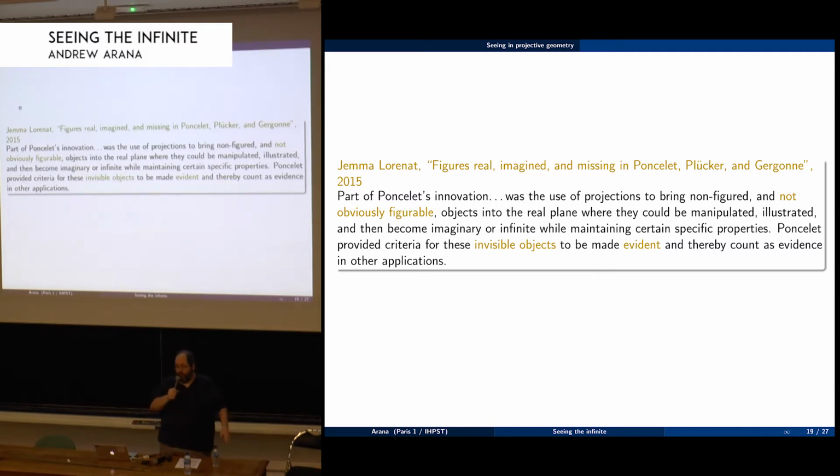So this is an absolutely fantastic article, and I'm stealing from it gratuitously here, because what she has found is a case of Poncelet in which the sorts of things that I've been talking about come to life.